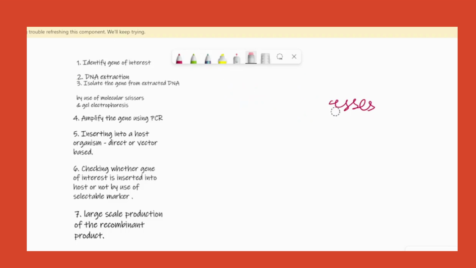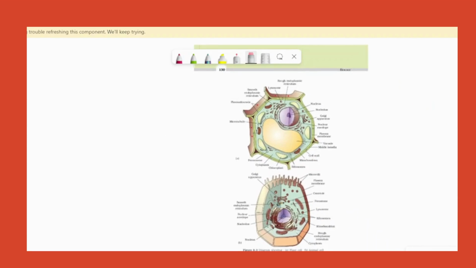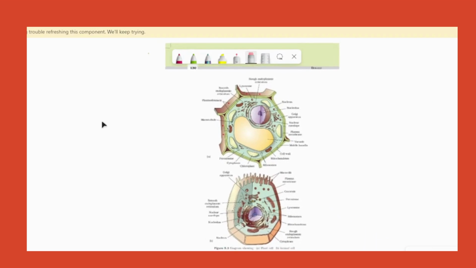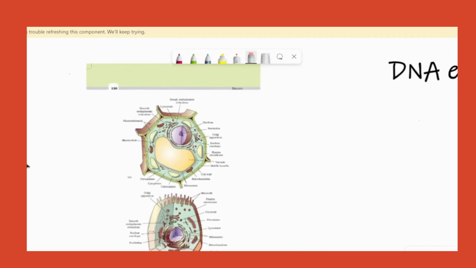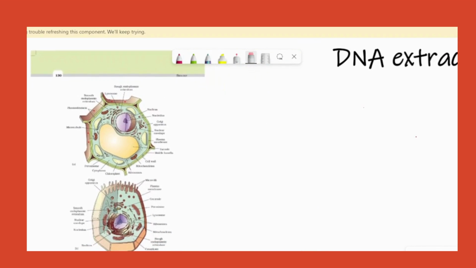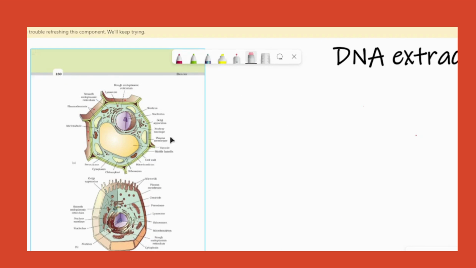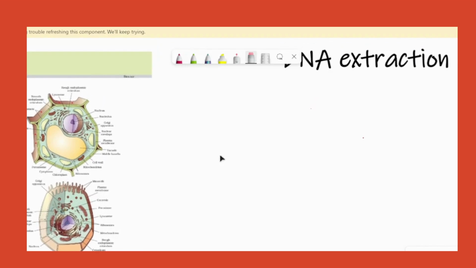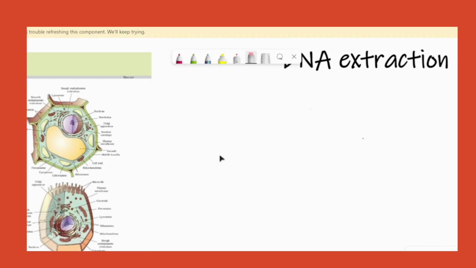First and foremost, we identified our gene of interest. That is self-explanatory. If you haven't understood, please go back and watch the first video. Second, after identification of your gene of interest, what do we have to do? We need to extract the DNA out of the entire organism, at least a few cells of it, so that we can take out our gene of interest from the DNA.